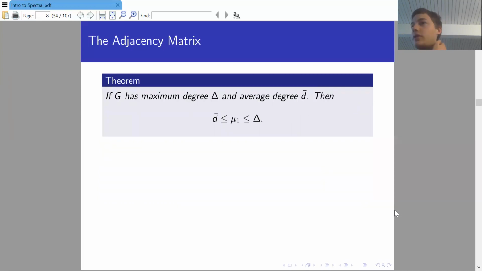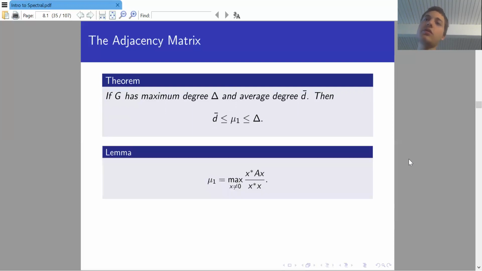And one last result I want to highlight and will actually prove is the following, which says that the largest eigenvalue, mu1, is controlled in some sense by the degrees of your graph. So it's always at most the maximum degree and always at least the average degree. And for proving the average degree, we're going to use basically this min-max Courant-Fisher type result, which is that the largest eigenvalue mu1 of the graph, because A is a Hermitian matrix, has the following form: the maximum of x transpose Ax over x transpose x. And you can put in complex conjugates in general, but because we're a real matrix, we don't really need this.